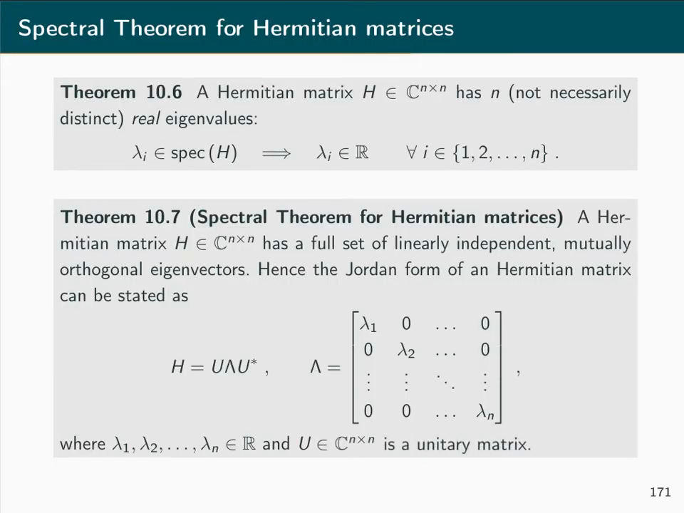Moreover, we have the following spectral theorem for Hermitian matrices, Theorem 10.7, stating that a Hermitian matrix has a full set of linearly independent, mutually orthogonal eigenvectors, and hence the Jordan form of a Hermitian matrix can be stated as H is equal to U times Lambda times U star, where Lambda is of this diagonal form and all of the diagonal entries are real numbers, and moreover U is an orthonormal, or in other words unitary, matrix.